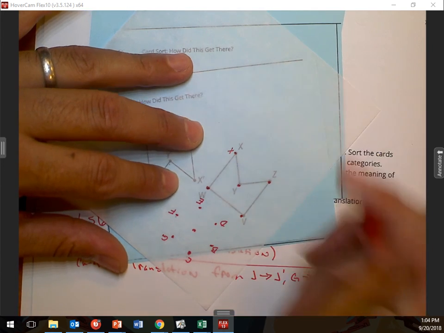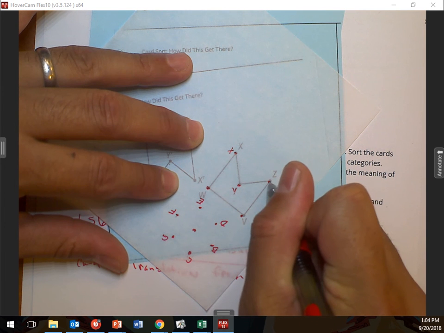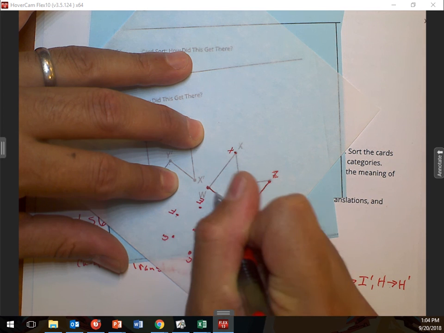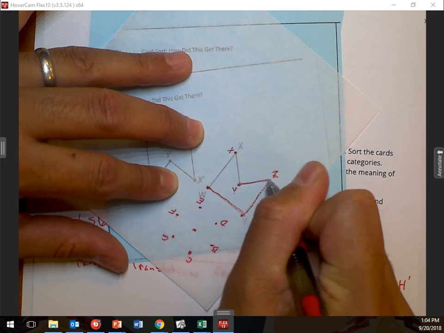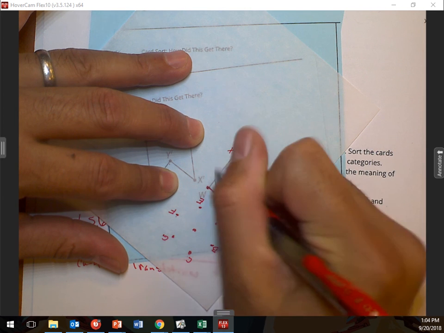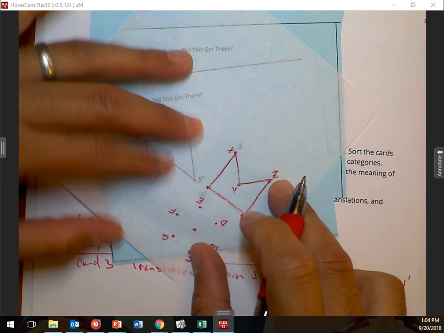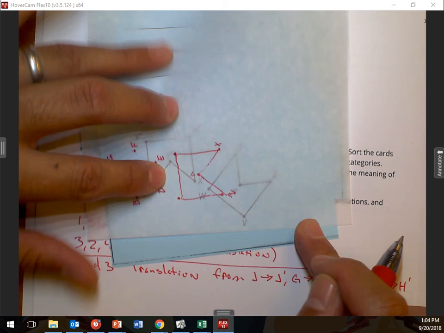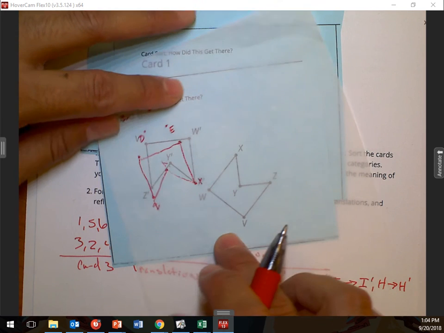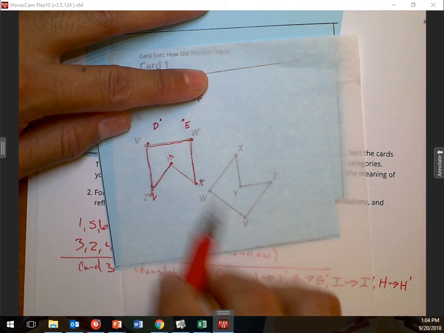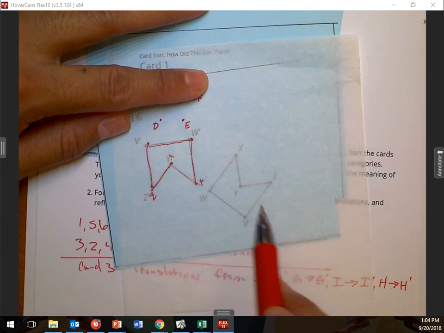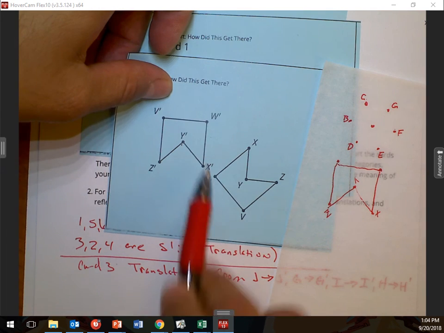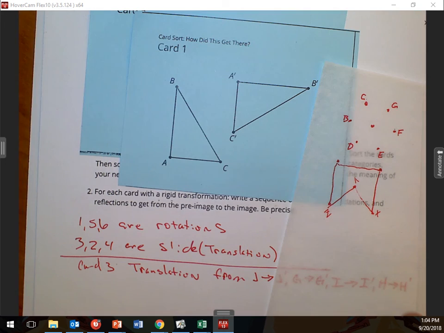All right, you guys take a look here, please. I'm going to show you how, and I'm going to prove it with the patty paper. So this one right here we said is going to be a rotation. If I rotate this paper around this way, I turn it, I turn it, there we go. They all line up where they're supposed to be, onto the prime. So that one's a rotation. And make sure you're labeling it point to point, W to W prime.